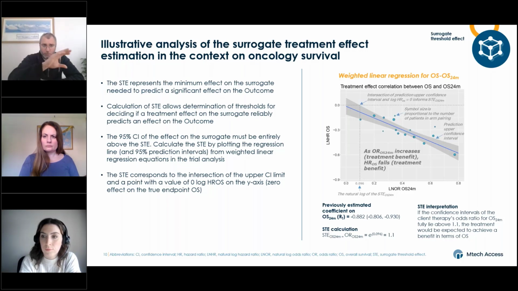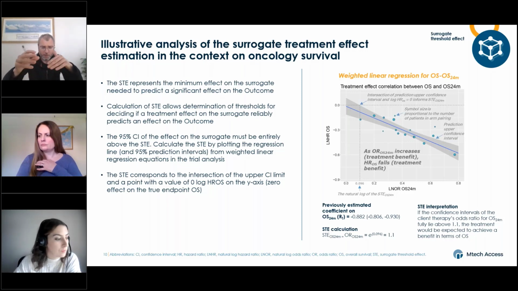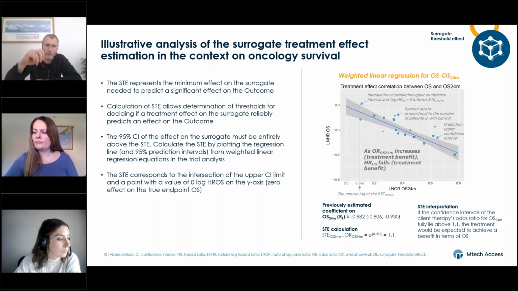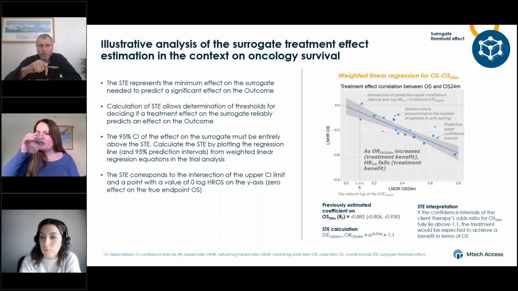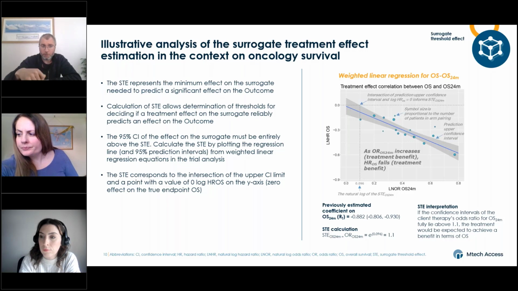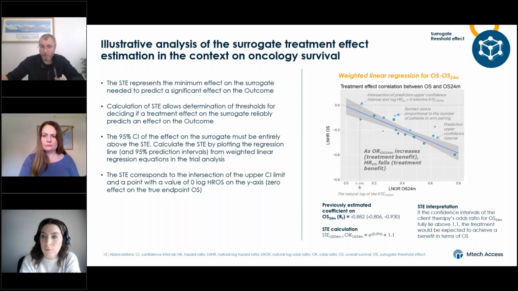What we can do is draw a horizontal line that shows the point at which no benefit in the true endpoint of overall survival is shown. Right, so that would be where we find a value of 0 on the natural log of hazard ratio on overall survival. So on the y-axis, we can see the point at which that's 0. That's the point at which we're going to start seeing some benefit in the true endpoint of overall survival. And the STE, the surrogate threshold effect, we can draw from the x-axis.